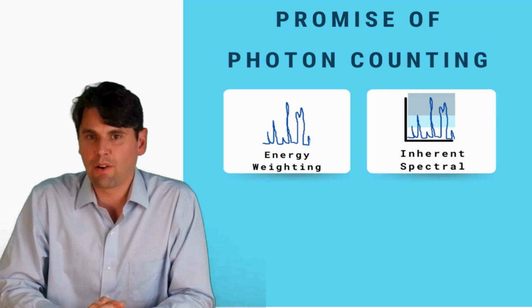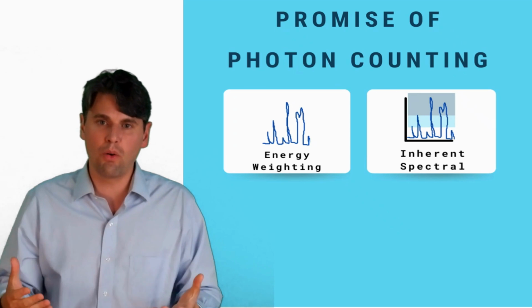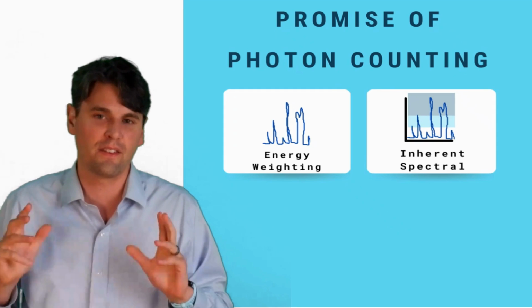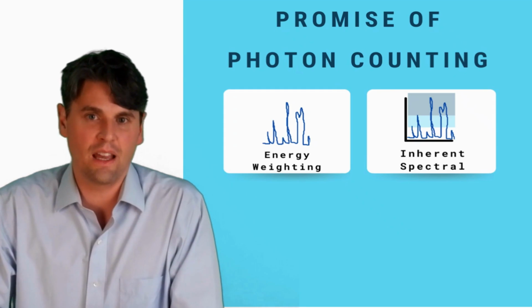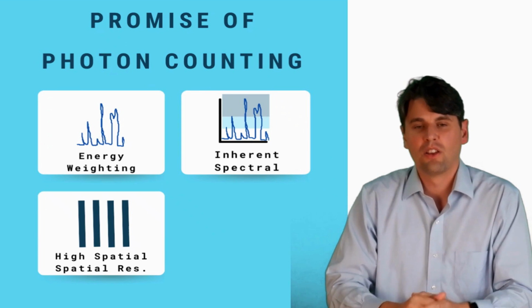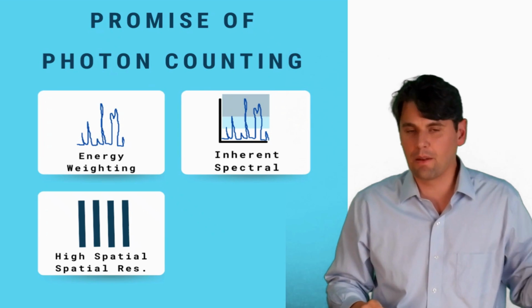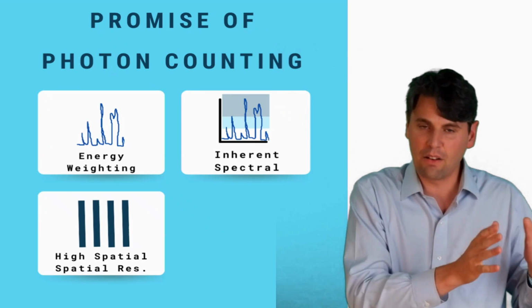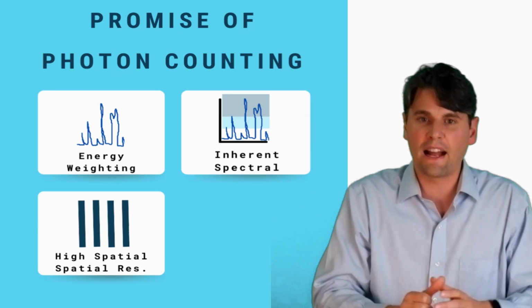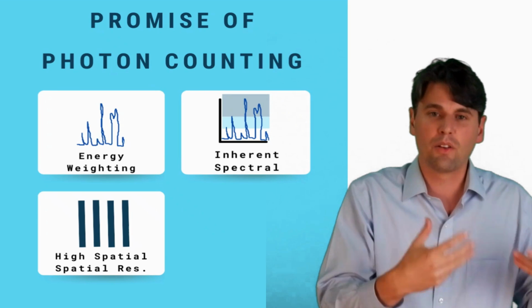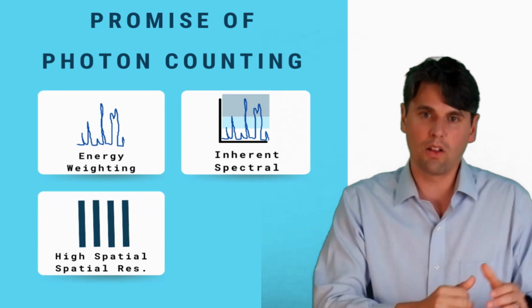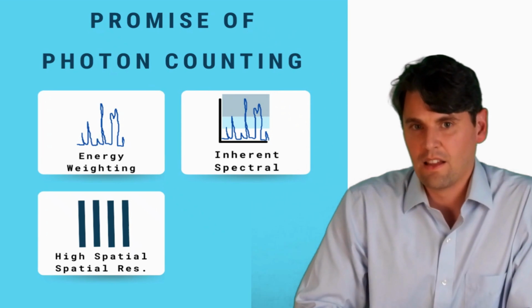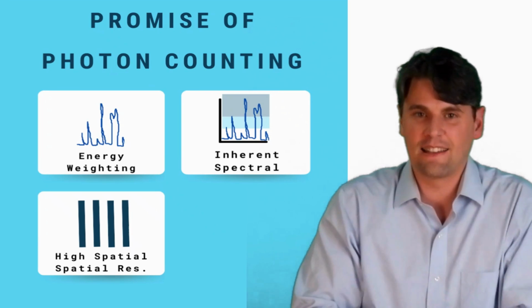You also have inherent spectral information. So you don't have to change the kVp, and you don't have to have two tubes and two detectors on the system in order to get dual energy imaging. Then there is higher spatial resolution. With cadmium telluride, you're not making physically smaller pixels by dicing the material. You're just changing the readout on the anode, which allows you to make significantly smaller pixels. And in the case of silicon, you can also make significantly smaller pixels with this edge-on detector design.